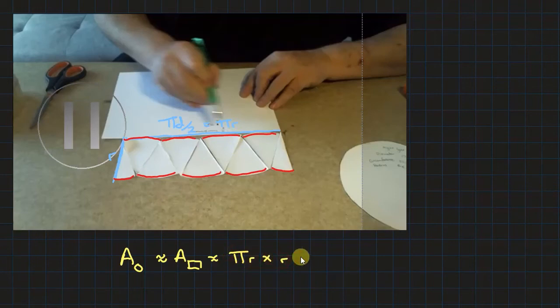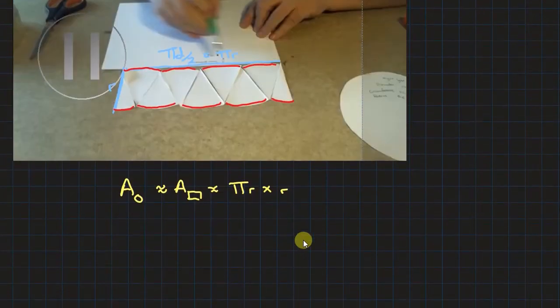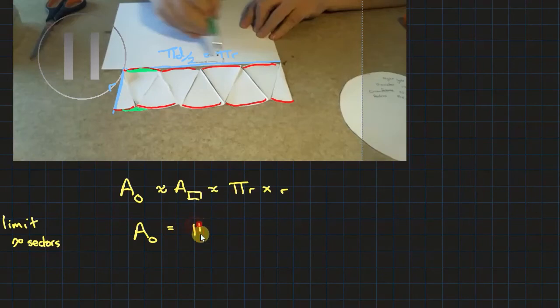times the radius. Now, in mathematics, there's an idea of something called taking the limits. So the limit is an infinite number of sectors. All these little regions above and below cancel out. So this bit of brown here cancels out with the extra little tiny bit of white at the top there. And they're actually the same, and they cancel out. So we get the area of the circle is exactly equal to pi times the radius squared.